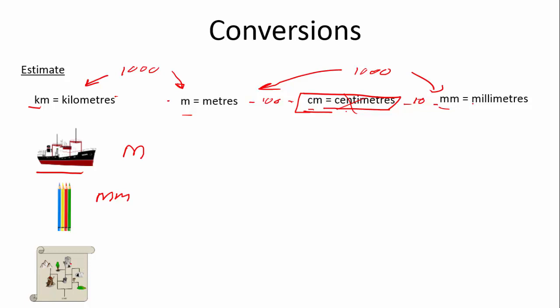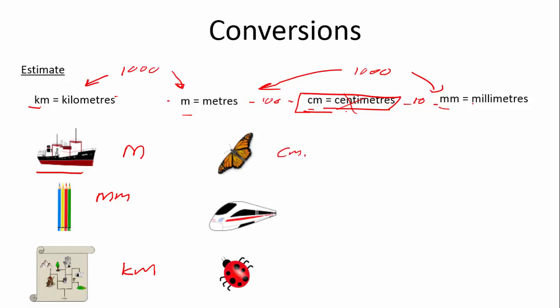What about a map of a land where there's castles and trees and mountains? You're not going to measure that in millimeters or meters. You're going to measure that in kilometers. Okay, what about these next three objects? A butterfly. A butterfly, centimeters or millimeters is fine. A train. You know, some trains are really big and you could measure them in kilometers, but we're going to measure it in meters. A ladybug is definitely in, I've said meters there, it's millimeters. A ladybug is definitely in millimeters. It'll be too big to measure it in centimeters.